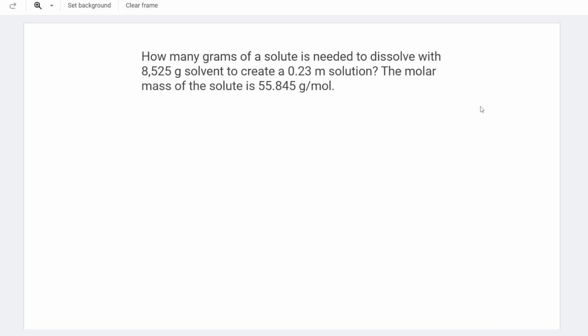Let's try another problem. So, how many grams of a solute is needed to dissolve with 8,525 grams of solvent to create a 0.23 molality solution? The molar mass of the solute is provided as 55.845 grams per mole. So, how do we want to approach the problem? Well, first, let's set up the molality equation.